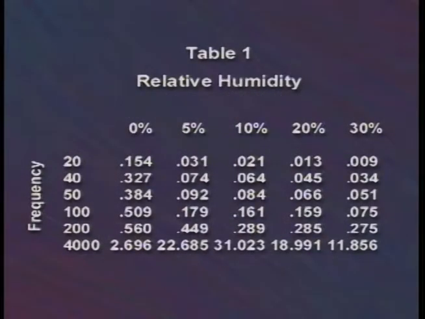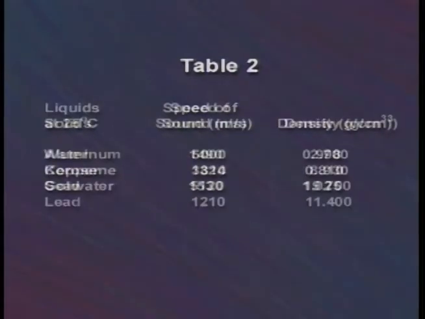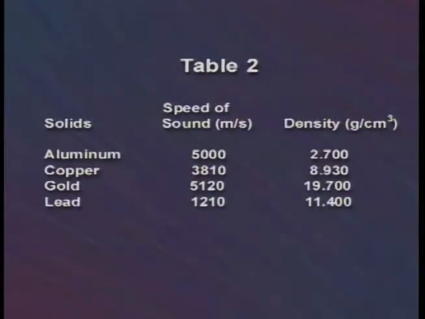Now, once again, let's look at the tables briefly before answering questions. Table 1 has two variables: relative humidity, levels from 0% to 30%, and frequency, levels from 20 Hz to 4,000 Hz. The absorption rate of sound is measured at these various levels. Table 2 is more complicated. It presents the speed of sound and density levels for a variety of media, from gases to liquids to solids. Okay, let's discuss the questions.